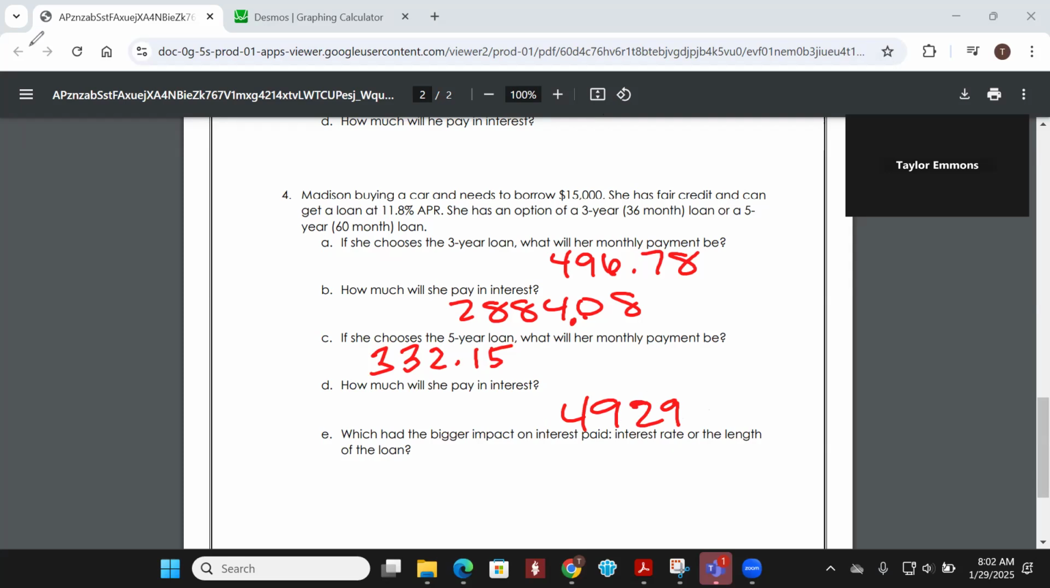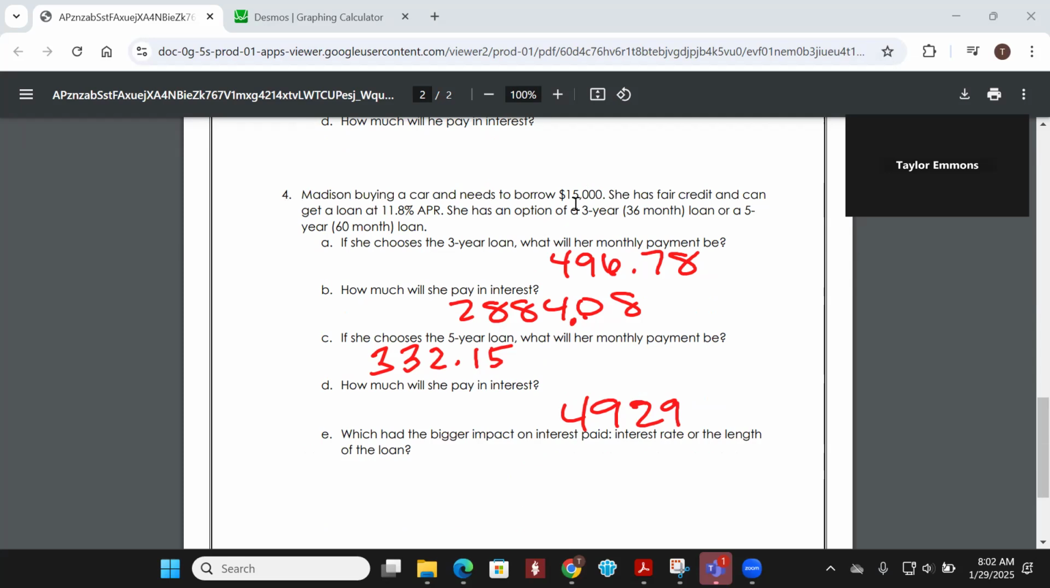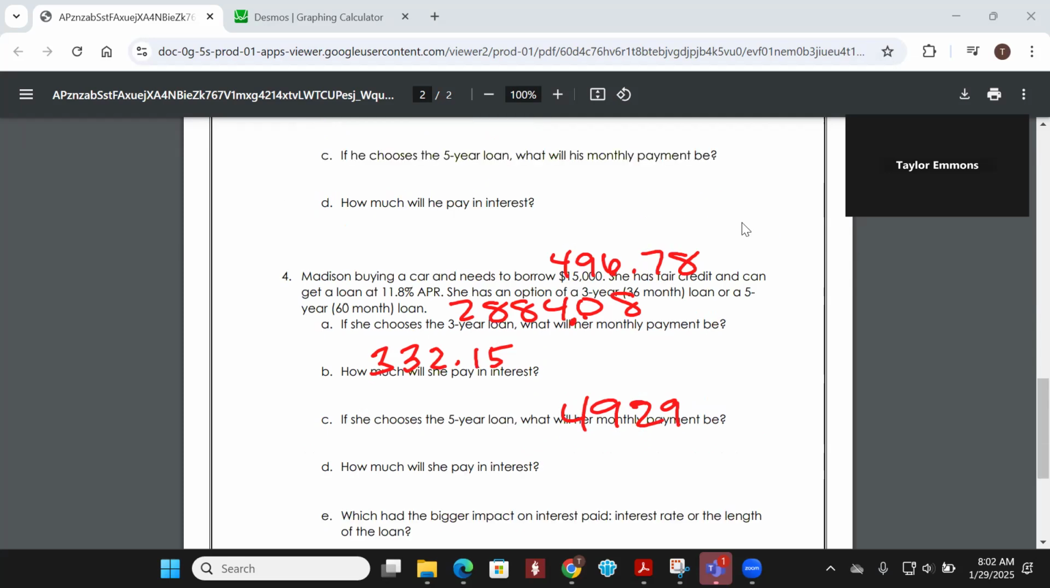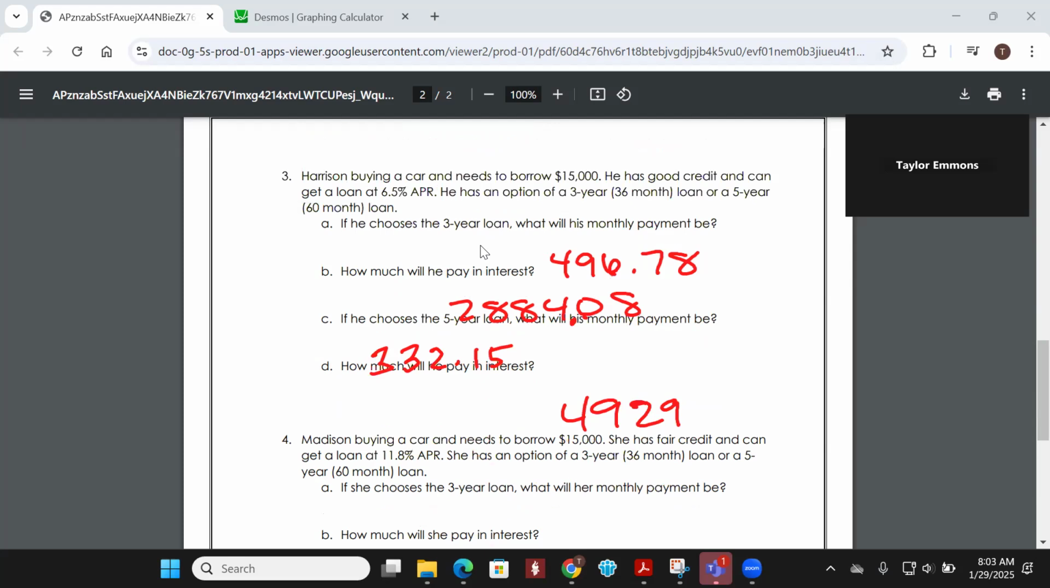Okay, so looking at this really quick, we had the same amount, right? Like this problem on 3 versus this problem on 4. They borrowed the same exact amount. We saw there was a difference here between 3-year and 5-year. How much of a difference was part A and part C? Okay, what about B to D? How much of a difference? In number 3, look at your numbers. What's the difference between B to D? Subtract those 2 numbers.